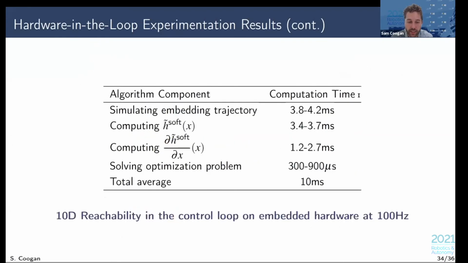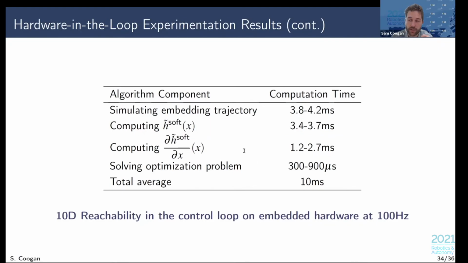So what's really impressive, I think, about this example is how quickly we can do these computations. So this is a breakdown of the components that are in this control strategy. We have to simulate the embedding trajectory, which we do using forward Euler integration coded in the Jetson Nano. On average, this takes about 4 milliseconds to compute. We have to compute this implicit barrier function, which I call H tilde soft. This takes about 3.5 milliseconds to compute. We have to compute the sensitivity of this function, which requires about an extra 2 milliseconds of computation time.